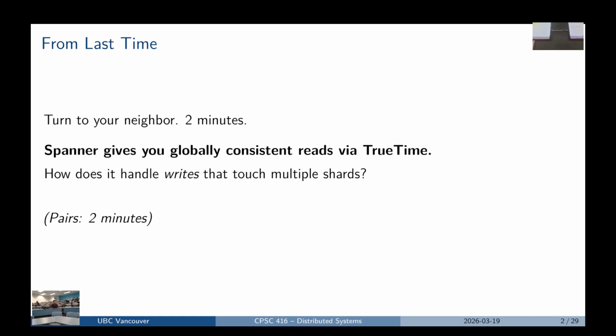It wasn't a single coherent image. So this is going to lead into what we're going to talk about today. So just take 2 minutes and do that, please.